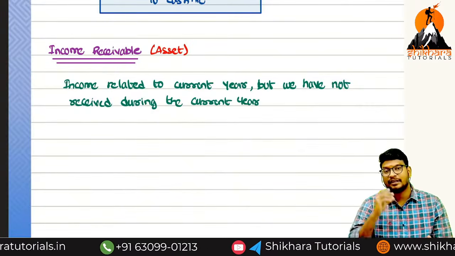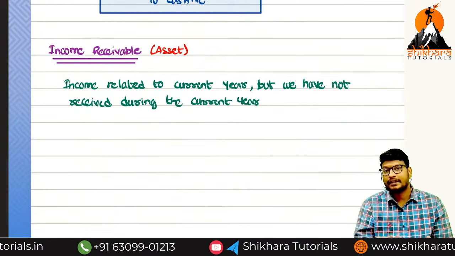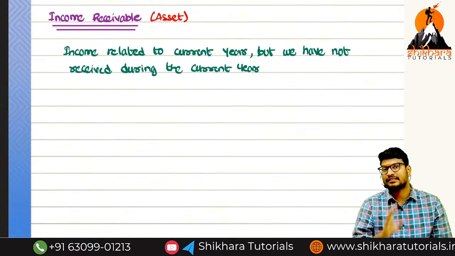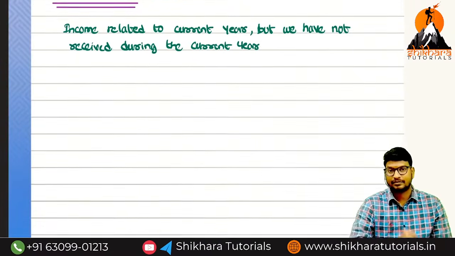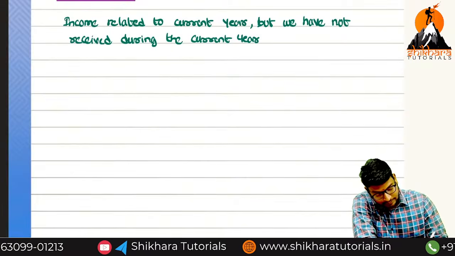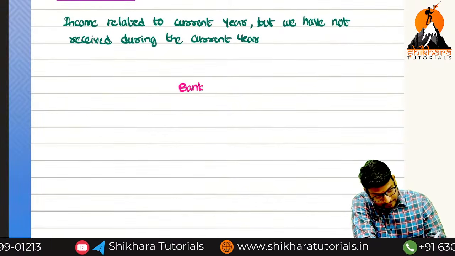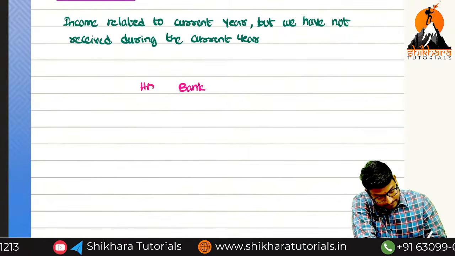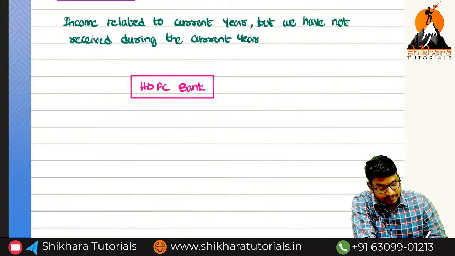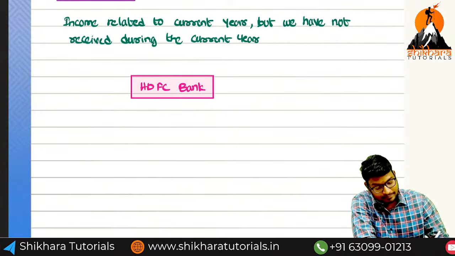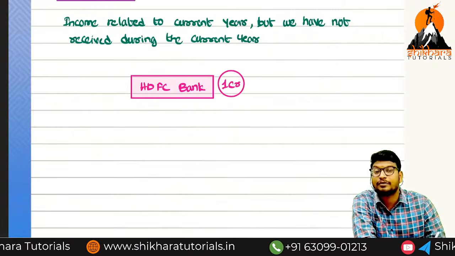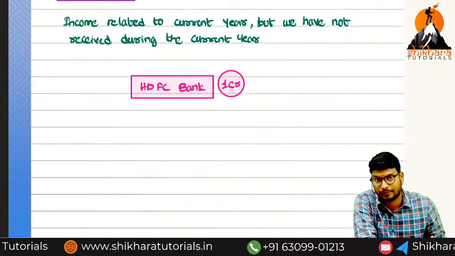But what is happening here? Income related to the current year, we are receiving in the next year. So what do we have to do, sir? For such types of activities, let me take an example; you will get more clarity. Let me take an example of HDFC Bank. Imagine we have one bank account there, and on behalf of the business we have invested 1 crore rupees.